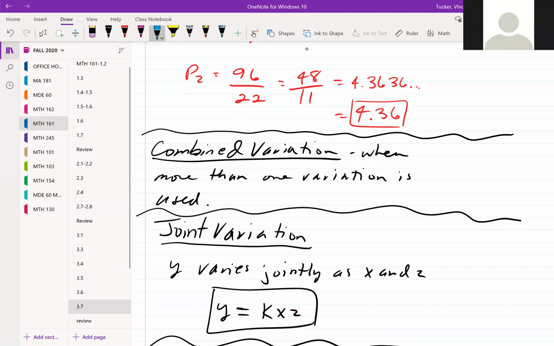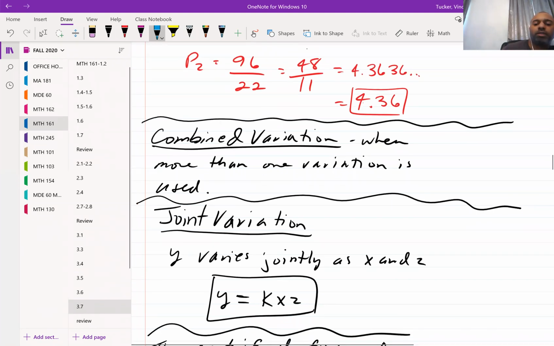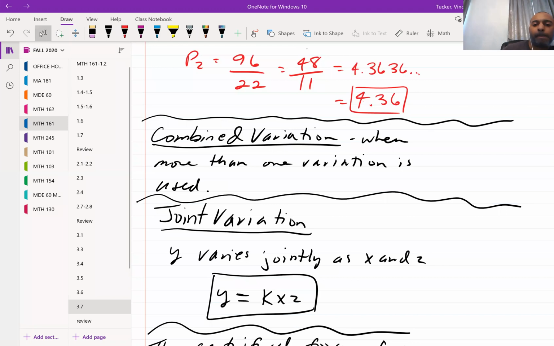So combined variation and joint variation are the same thing, right? No, two different things, because joint variation is a whole separate variation like direct variation and inverse variation. Combined variation is if you use direct variation and inverse variation at the same time. So you'll see in this next example.